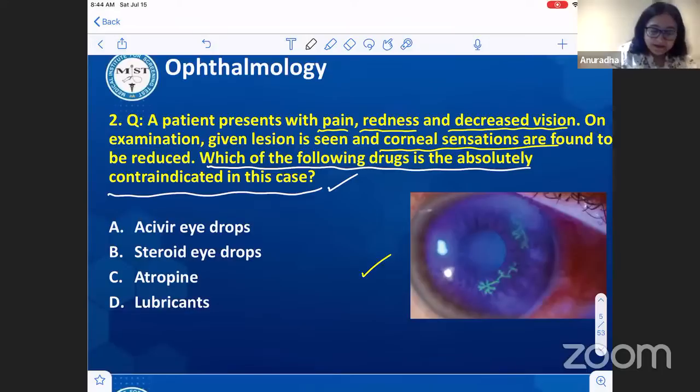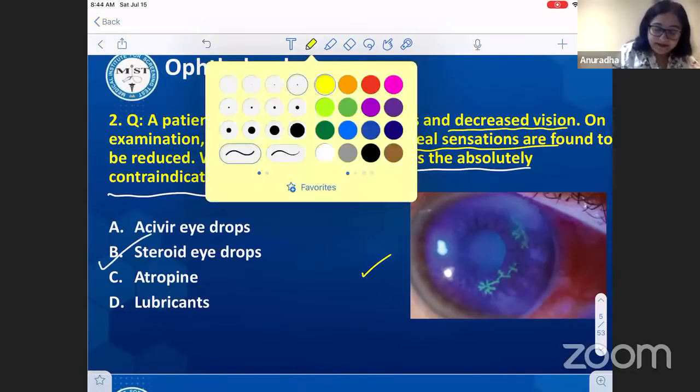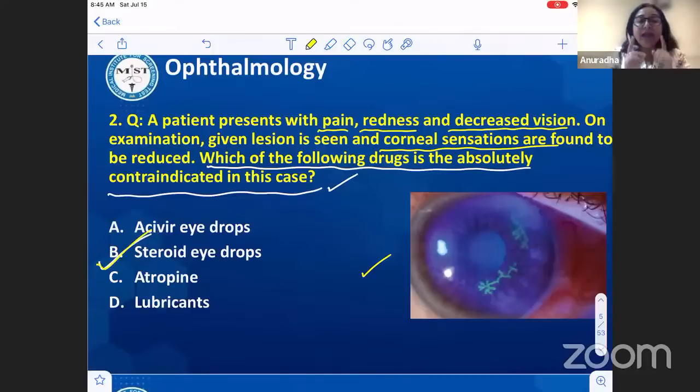Let me tell you, steroid eye drops are absolutely contraindicated. You will never give steroid in case of active dendritic ulcer. Beta, steroid drops are contraindicated. Okay.